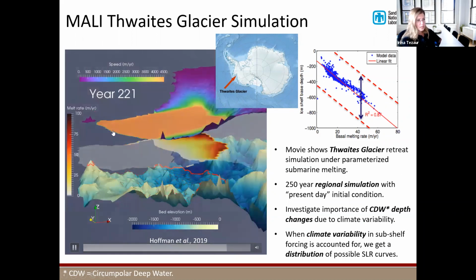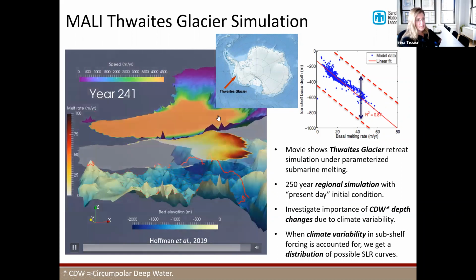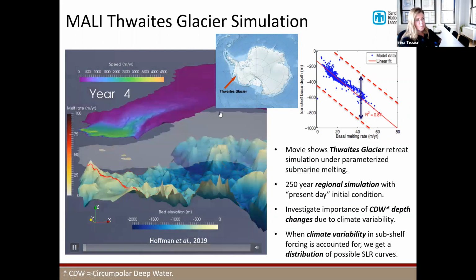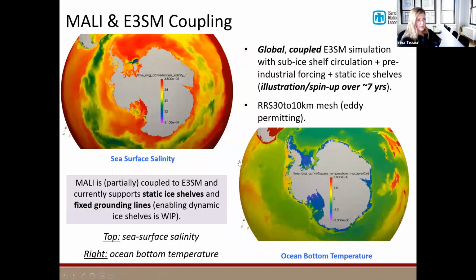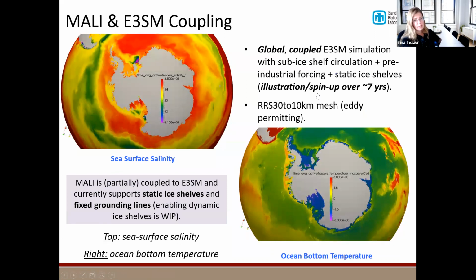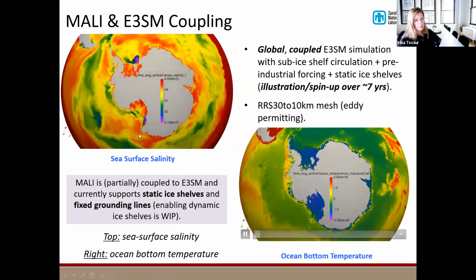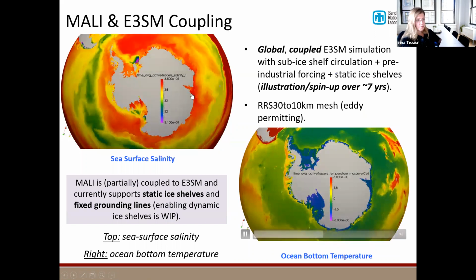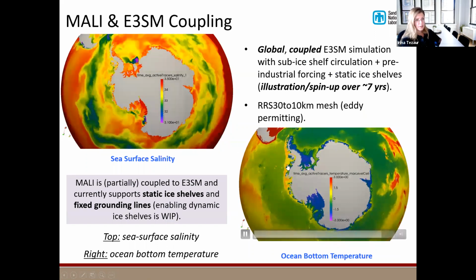What's interesting in this movie is that this is not anything crazy like the ABUMIP Antarctica. This is a present-day initial condition, business as usual, for one of these ensemble members, and you can see a pretty substantial decline in this ice shelf as I run the movie. We are also able to run partially coupled to E3SM. These are some fun movies from the ocean side when we're running the coupled ocean simulations.